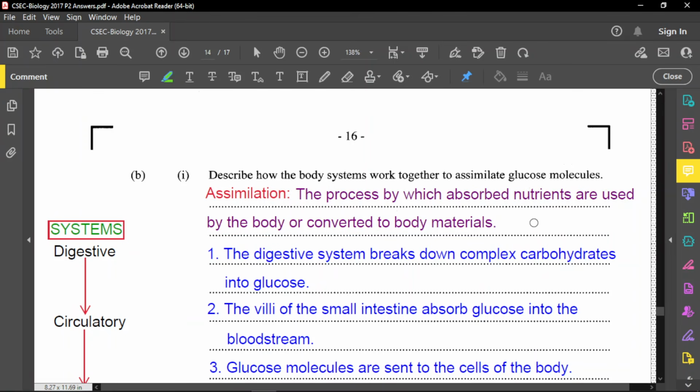All right, so here now for glucose, assimilation of glucose, this is what takes place. In the digestive system, the digestive system breaks down complex carbohydrates into glucose. That's what happens first, right? It must break down into glucose first.